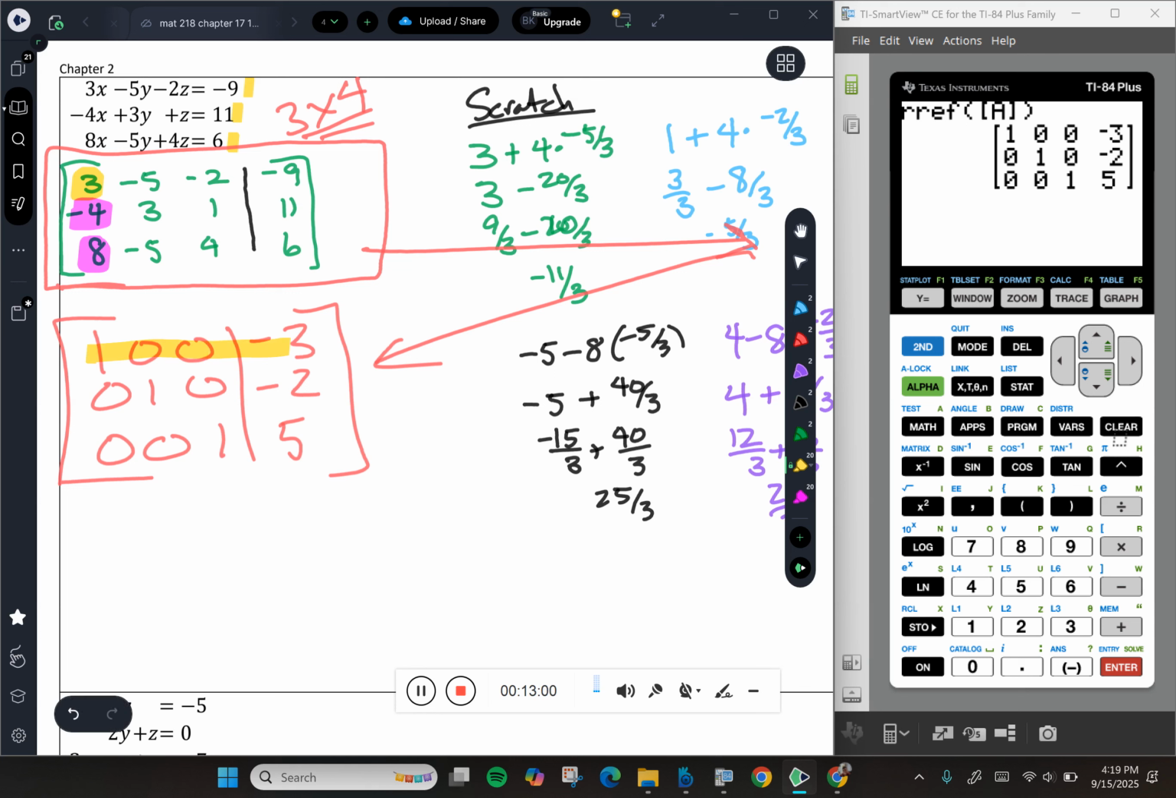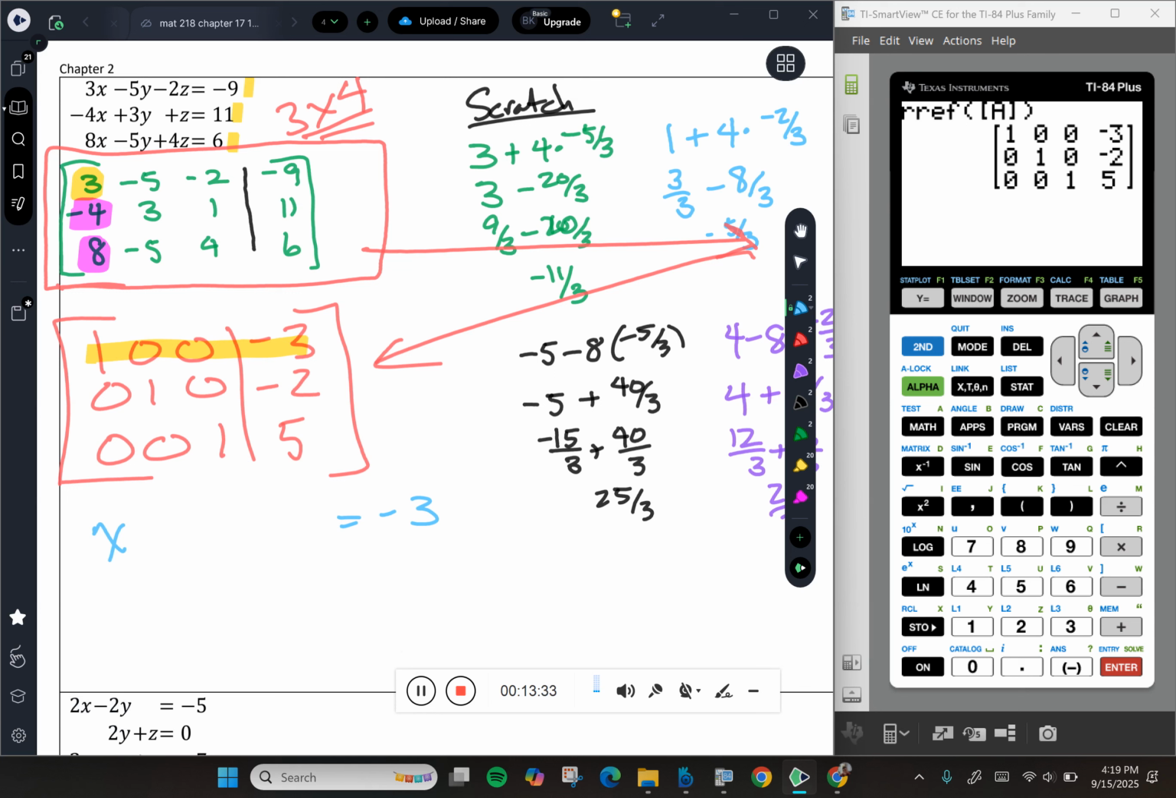For example, this first row, that 1 in that first position means 1x. The 0 in the second position means 0 y's, and 0 z's is equal to -3. Remember, that vertical line right there is our equal sign. Now, no one would ever write it like that, because what's the point of writing 0 y's and 0 z's? So really, what we're looking at there is just that x equals -3.